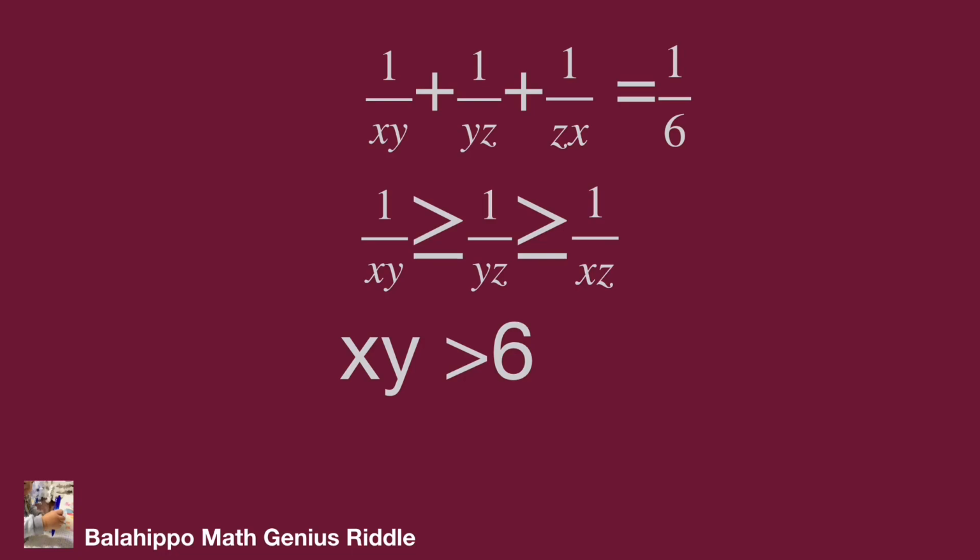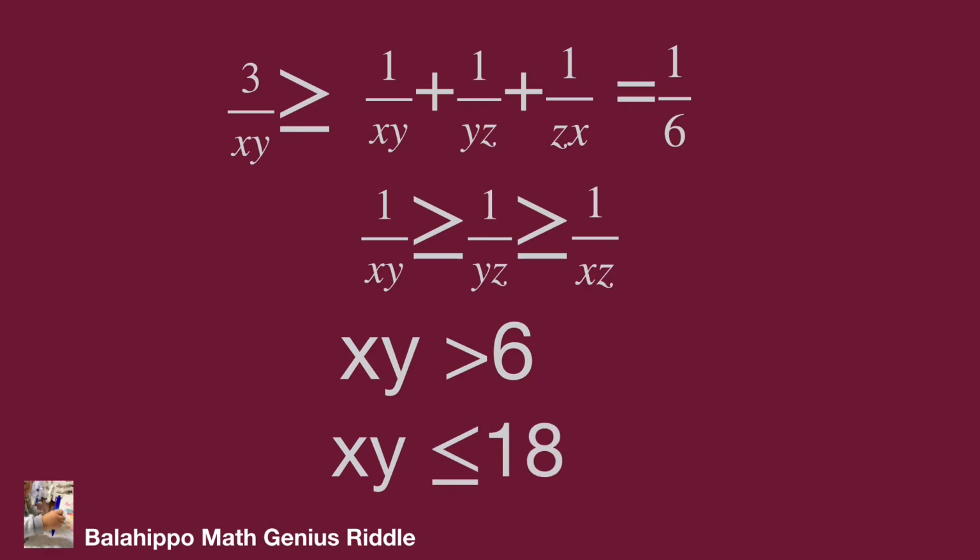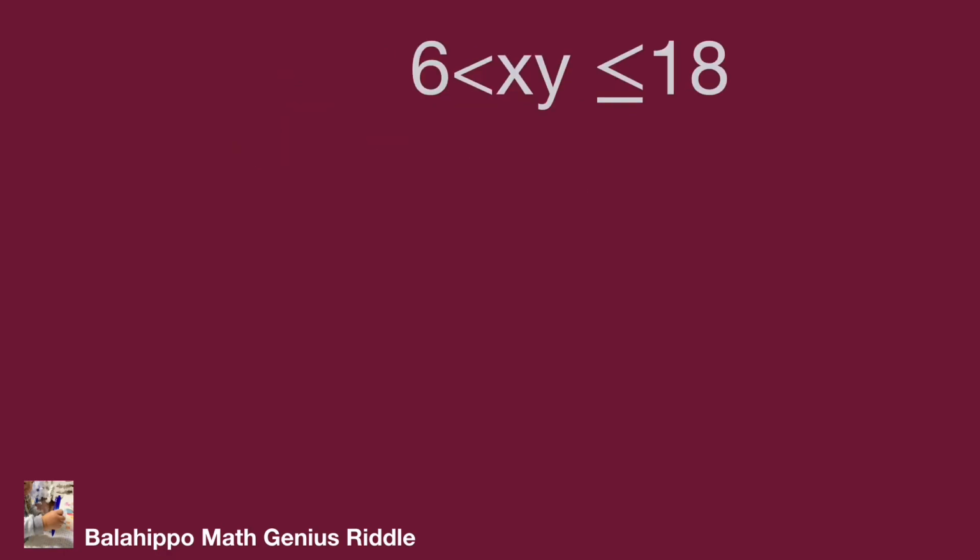The second piece of information: substitute 1 over yz and 1 over zx by 1 over xy in the equation. Got 3 over xy larger than or equal to 1 over xy plus 1 over yz plus 1 over zx, which equals 1 over 6. So 3 over xy is larger than or equal to 1 over 6, then xy is less than or equal to 18. Now we get the range for x times y. It is larger than 6 and less than or equal to 18.